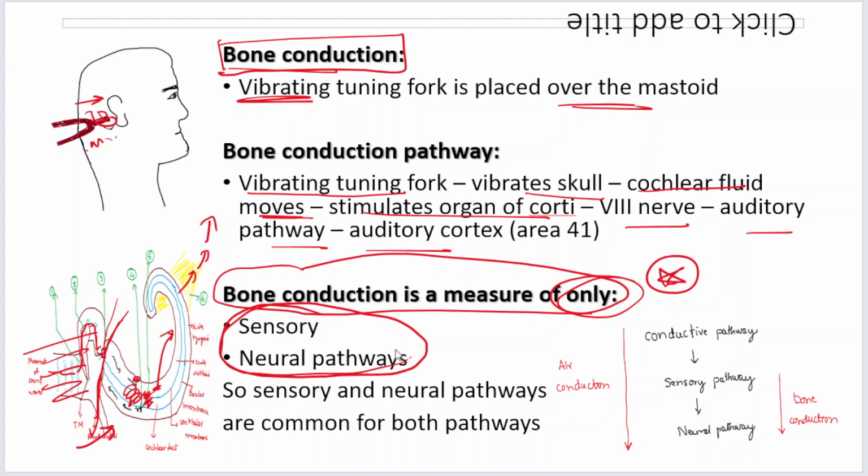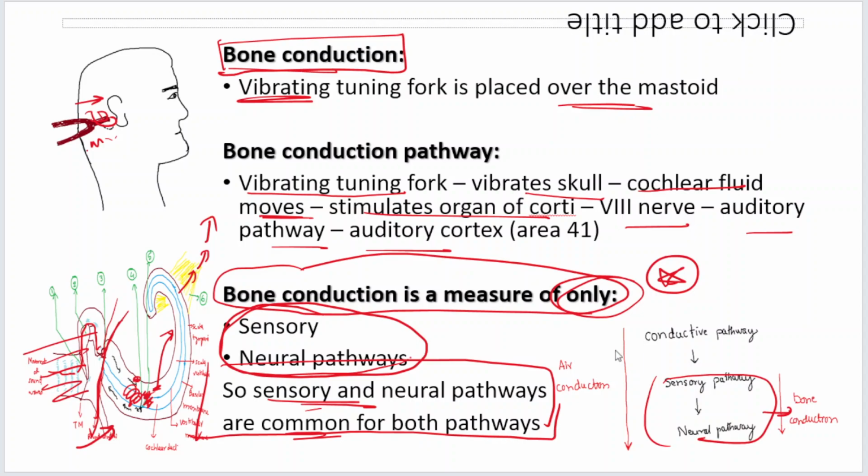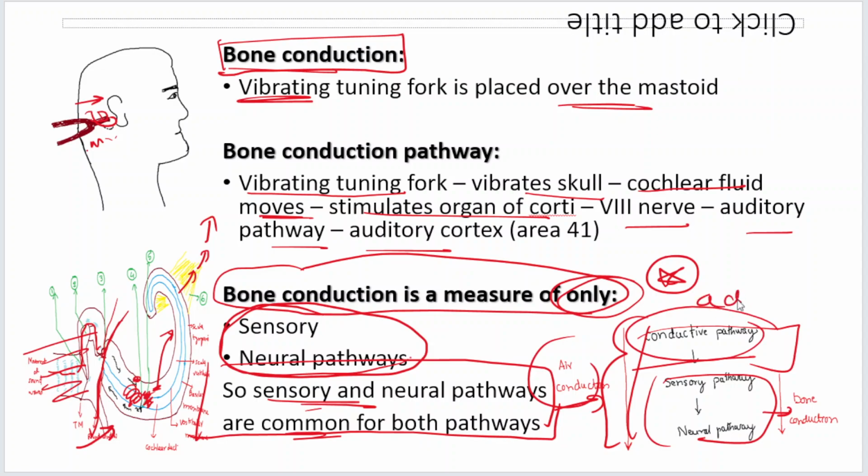It is not in any way giving you any information about the air conduction pathway, about what is happening in the external auditory canal, tympanic membrane, ossicles, or the middle ear. It is giving you information that the sensory neural pathways are fine. If you place it on the mastoid of the patient and the patient says, I can hear, it means that the sensory neural pathways are working fine. So the point that we are trying to put across is that the sensory and neural pathways are common to both the bone conduction pathway and the air conduction pathway. In air conduction, you have the conductive pathway in addition.